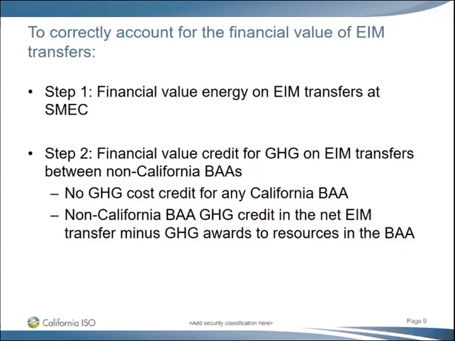And for non-California BAAs, the GHG credit is the net EIM transfer minus the GHG awards to resources in the BAA. I do want to add something here: during the implementation, a question came up regarding how we are going to handle operational adjustments of an ETSR, in other words, the difference between the RTD schedule and the tag value which the EIM entities have checked out. What we are proposing is to apply the greenhouse gas credit for EIM to EIM transfers from FMM to RTD, based on FMM to RTD. After any operational adjustments, we will also apply a greenhouse gas credit to the entire EIM area, because we believe the greenhouse gas obligation is no longer being applied at that point.